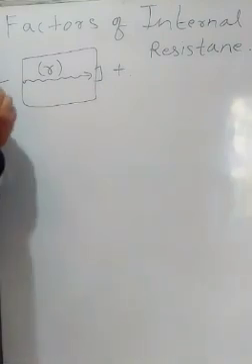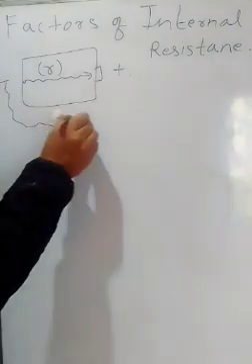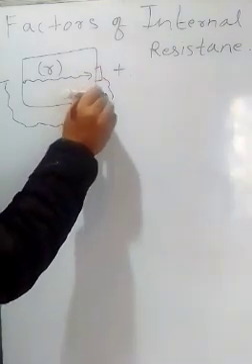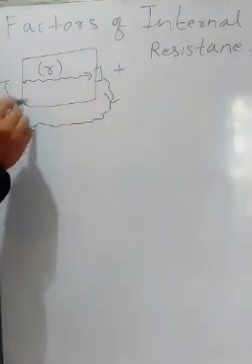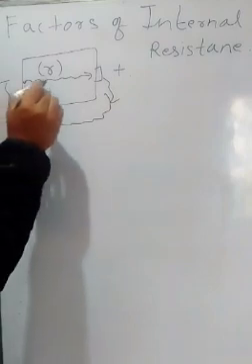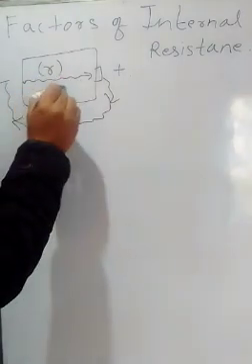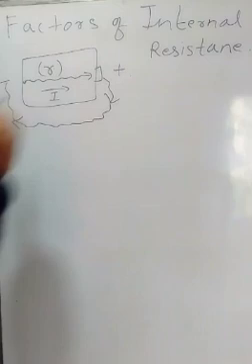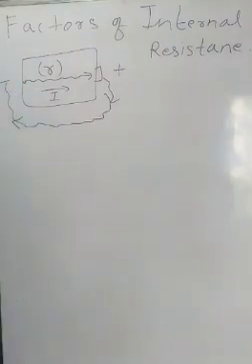If you connect from outside with a wire, current will flow from positive to negative side, but inside the battery current will flow from negative to positive. So inside the battery also there is resistance, or internal resistance. Now what are the factors? Factor number one.